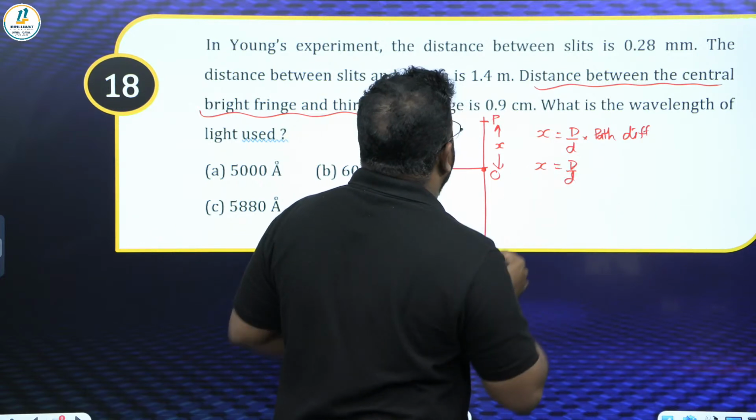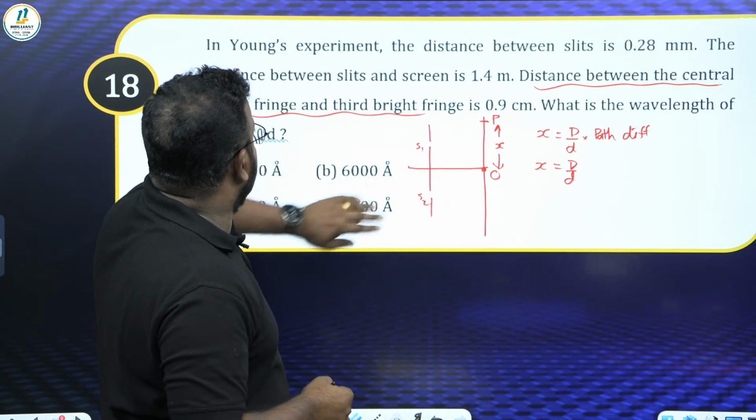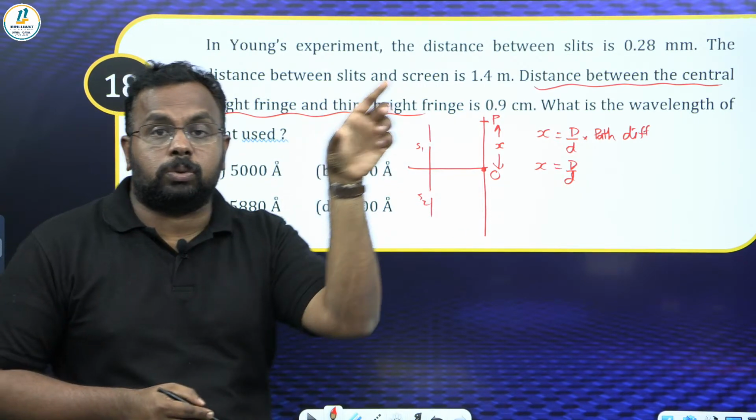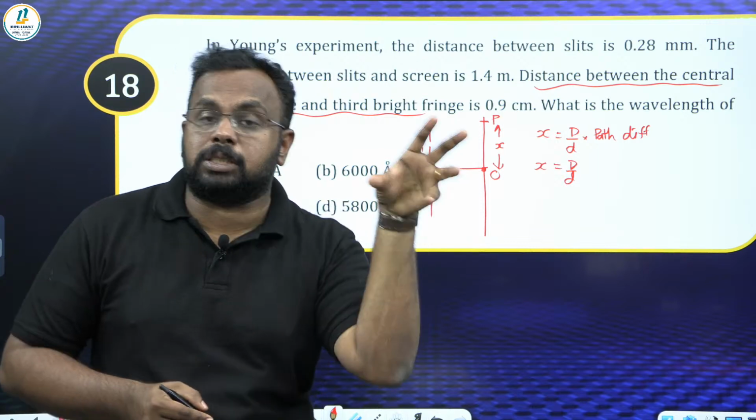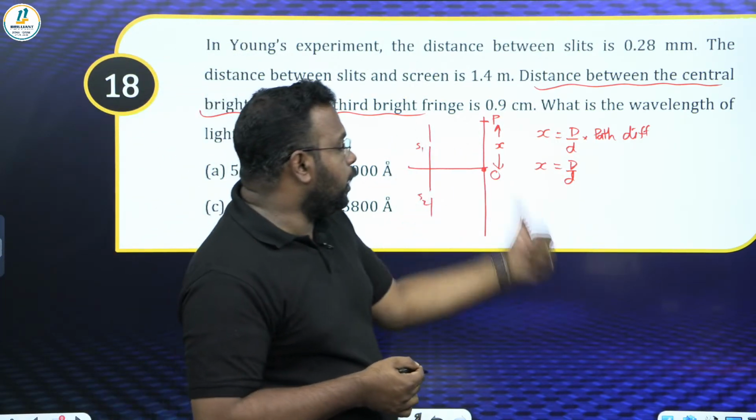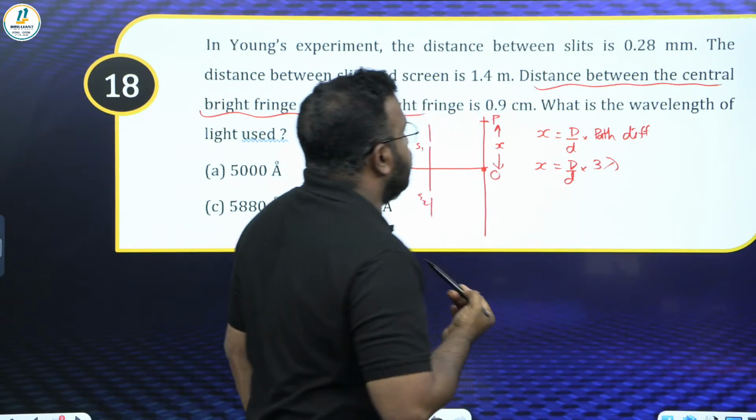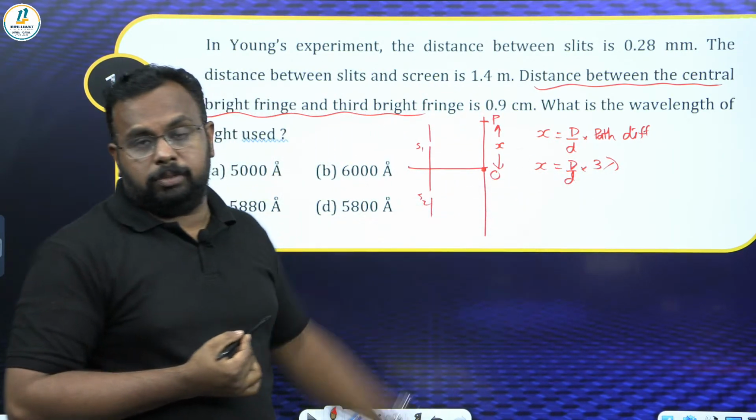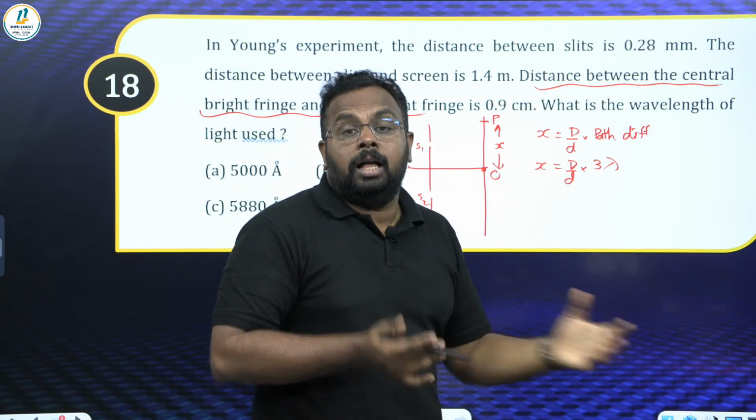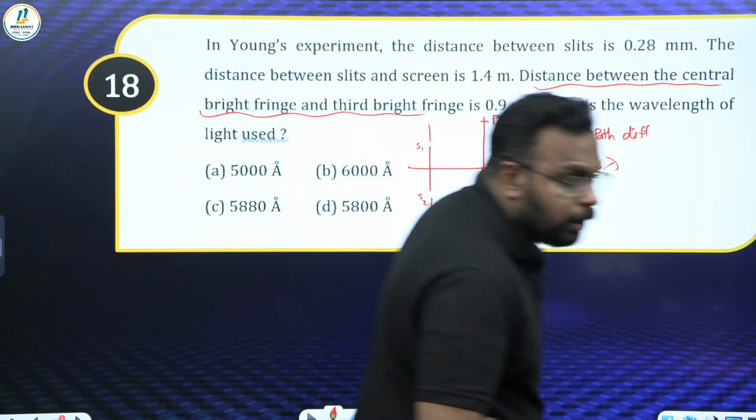How do we substitute for that? It is given that the distance between the central bright and the third bright. What is the condition for getting a bright fringe in interference? Path difference is n lambda. So third bright means 3 lambda. So we got the formula, my dear students. X is equal to D by d into 3 lambda. We have to find the value of lambda.